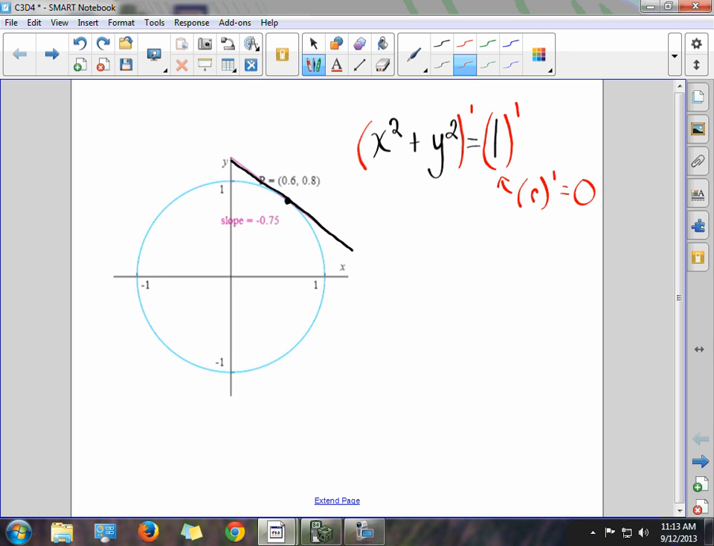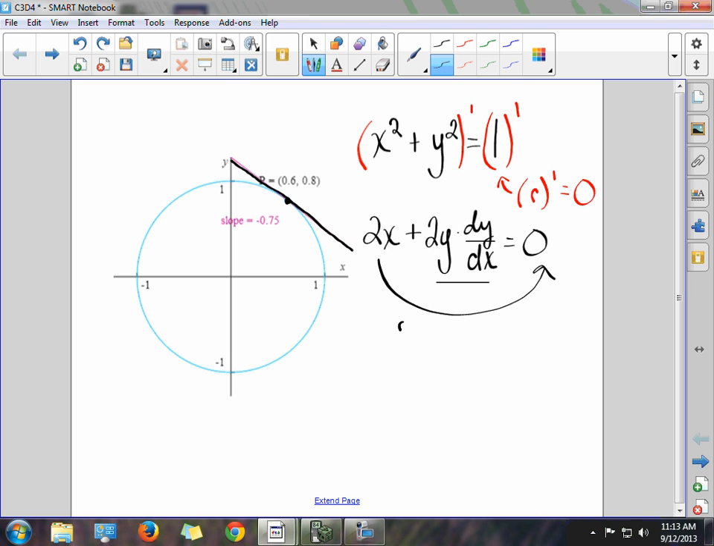We differentiate this and we get 2x, that's just normal, plus the derivative of y squared, which is 2y times dy/dx, equal to 0. Now I want to move everything with a dy/dx to one side. I'm going to leave this here and move the other term over, so I get 2y dy/dx equal to negative 2x. Now I want to divide both sides by 2y.